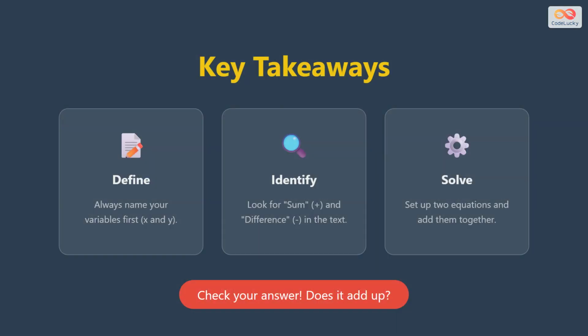To wrap up, remember these 3 keys. Define your variables clearly. Identify the sum and difference keywords in the text. And finally, solve by adding the two equations to eliminate one variable. With practice, you will solve these in no time.